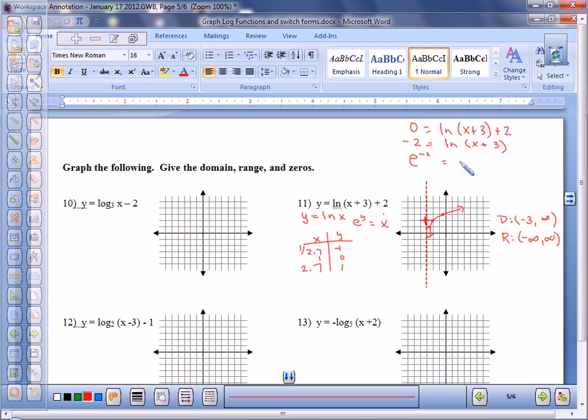And the only other thing I could do with this, instead of leaving it e to the -2, I could write it 1 over e squared. And that's it. That is my 0. That is the exact. But isn't 0 just 1? Where does it cross the x-axis? Right here. Oh. That is your 0. So, should you write it as an e squared? I would accept it either way.